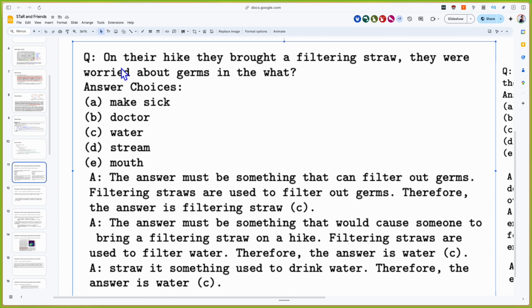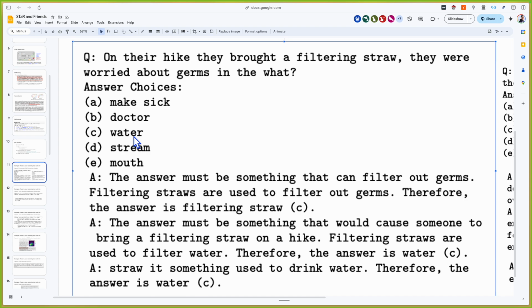Okay, so on their hike, they brought a filtering straw. They were worried about germs in the what? Answer choices: make, sick, doctor, water, stream, and mouth. So the correct answer is water, right? If they brought a filtering straw, they were worried about germs in the water. We as humans know this.